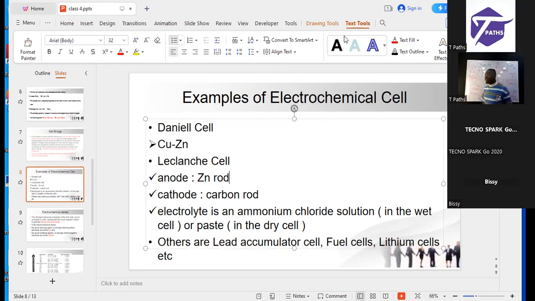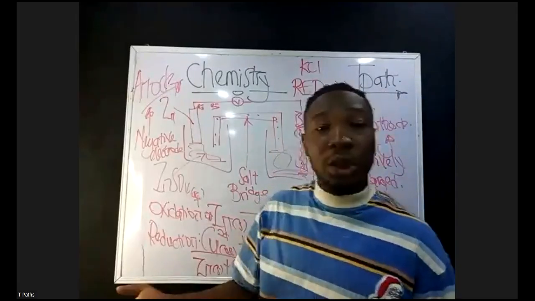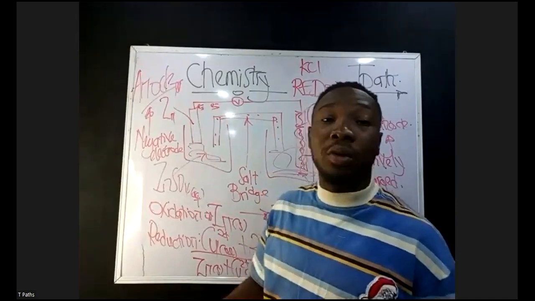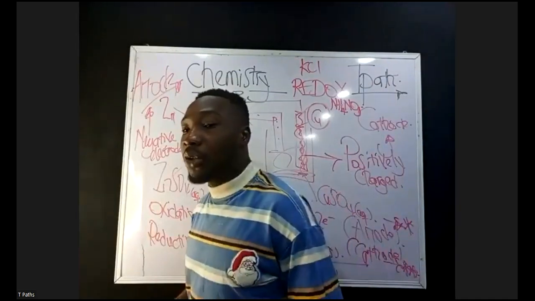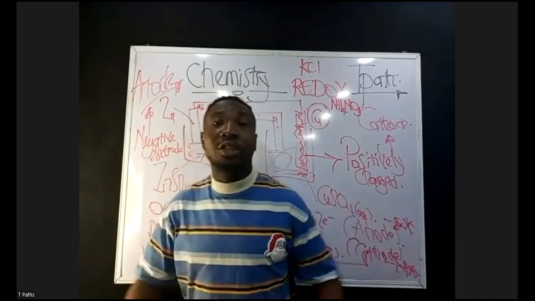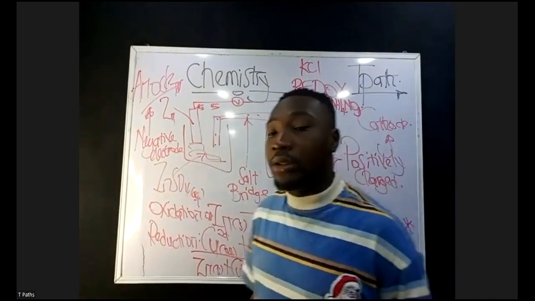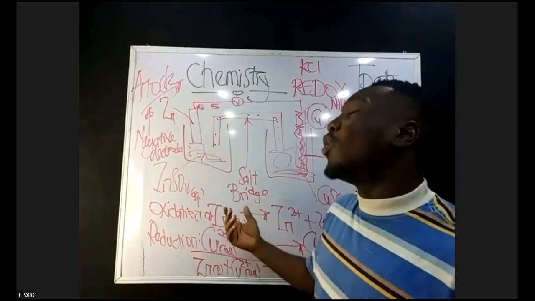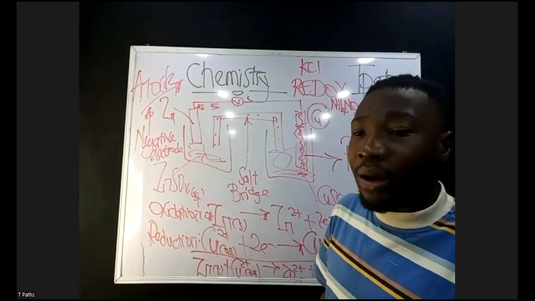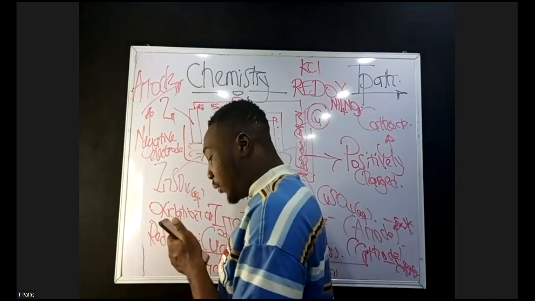Other examples of electrochemical cells, we have many of them. Even the nickel-cadmium cell is an example. Lithium cells are running all over the world now, used in making batteries. Almost all the new folks are now using lithium cells to make batteries, so lithium cells are also a good example. We also have fuel cells, which are used in very developed countries. So there are a lot of examples of electrochemical cells, and that is where we end for electrochemical cells.